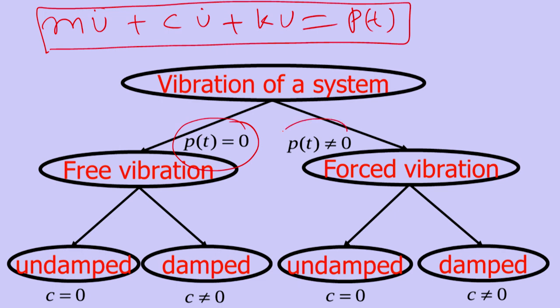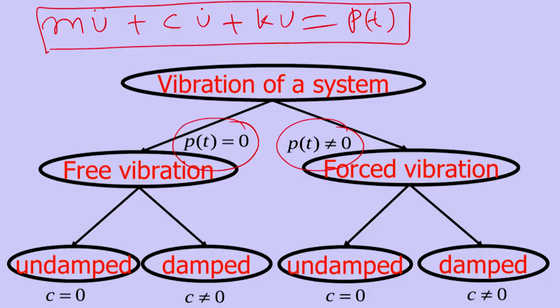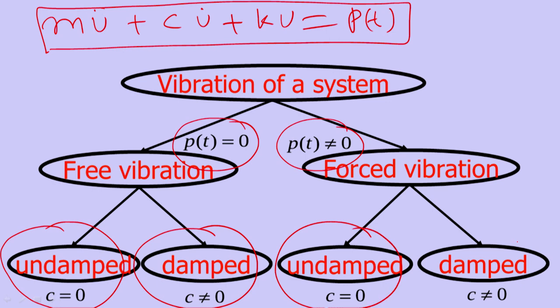Forced vibration means that an externally applied force is there, which is dynamic in nature. The other cases are undamped free vibration, damped free vibration, undamped forced vibration, and damped forced vibration. These are the four cases, which we will discuss in subsequent modules.